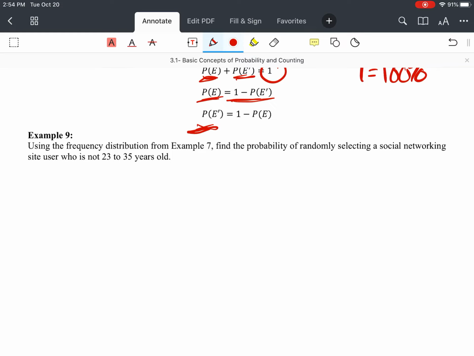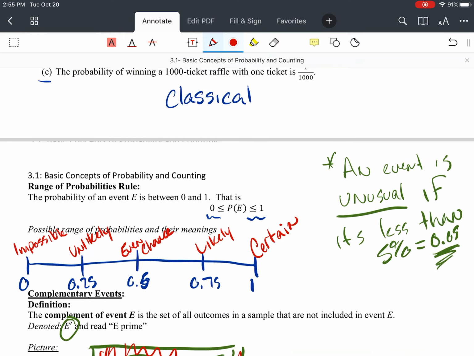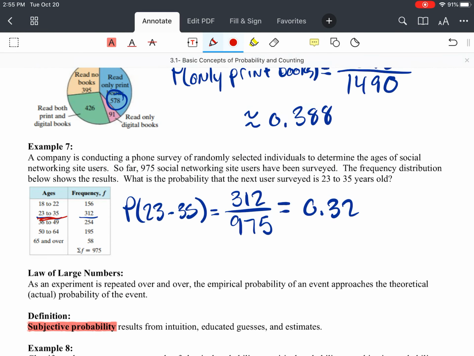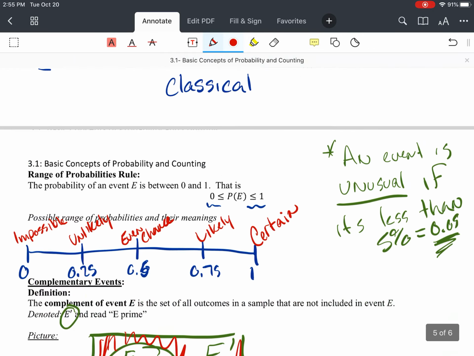Let's use this in example number 9. It says, using the frequency distribution in example number 7, find the probability of randomly selecting a social networking site user who is not 23 to 35 years old. Well, first of all, let's look at what the probability of 23 to 35 was. We said that the probability of them being between 23 to 35 was 0.32. So we've actually already done this work here.